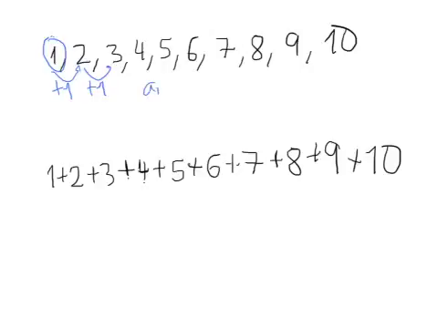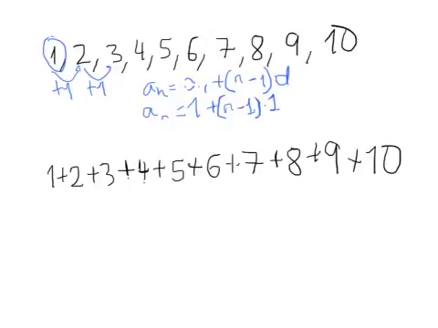So if I substitute my formula, I'm going to obtain 1 plus n minus 1 times 1, and I simply get the general term is equal to n, which makes sense because in the first position I've got number 1, in the second position I've got number 2, in the third position I've got number 3. These are all sequences.